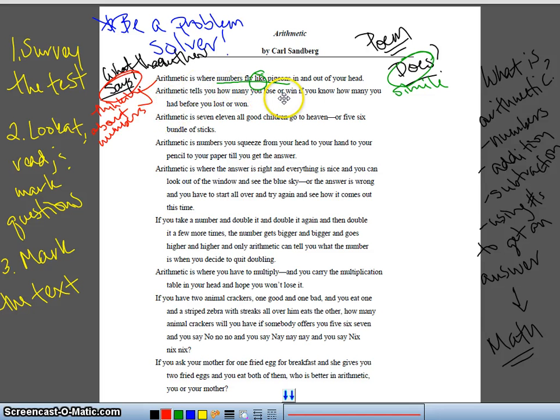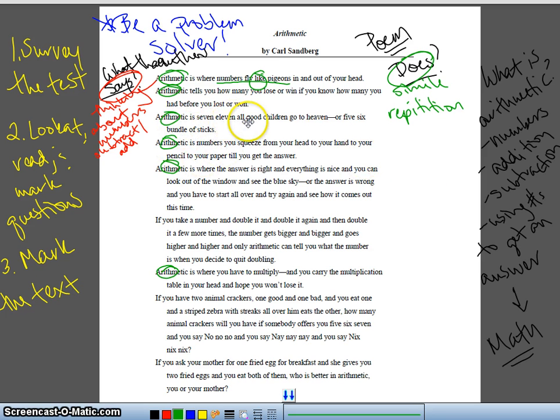"Arithmetic tells you how many you lose or win if you know how many you had before you lost or won." So just like I knew when I was doing clues, I know that that's focusing on either subtracting or adding. What the author does may not be clear, but I can always look at the fact that arithmetic is repeated literally all the way through our poem, so I can already talk about what the author is doing in terms of repetition.